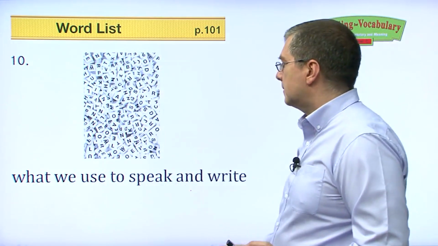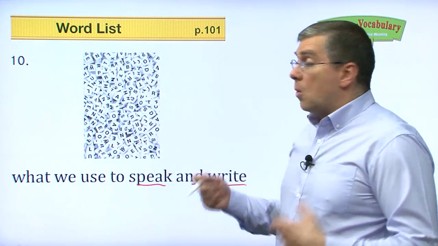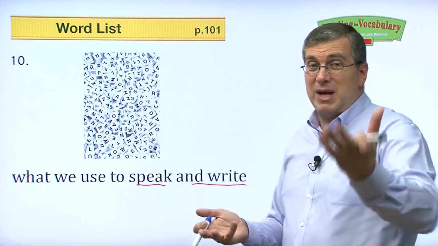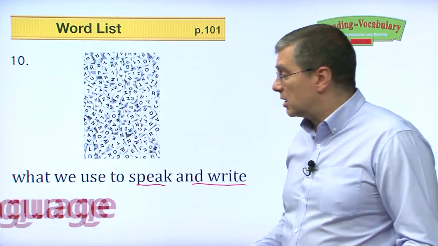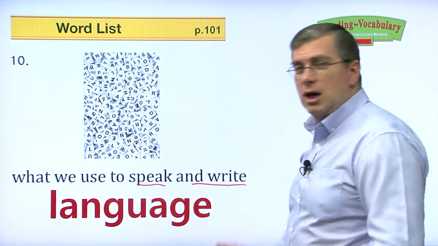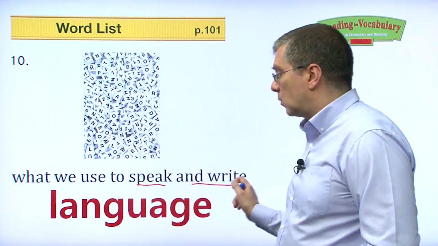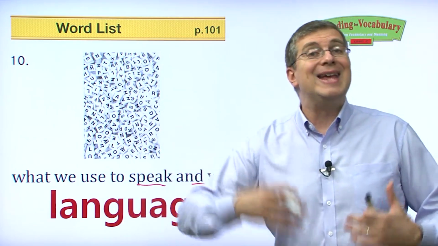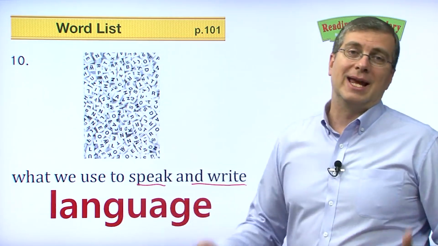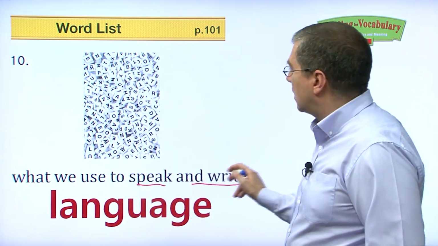Okay. What we use to speak and write. What am I using right now to speak to you? I'm using English, right? What is English? English is a language. Of course, you normally use Korean to speak and write. That is your language. Right now, you are learning a different language. You're learning English. So language is what we use to speak and write.